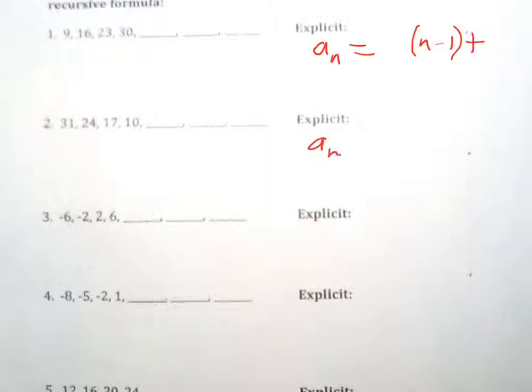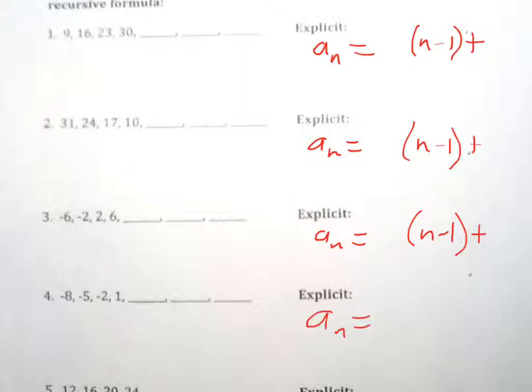So I'm going to start with that on all of these. A sub n equals something times n minus 1, and plus a number on the end. Alright, so there's how all these ones on the front are going to look like.